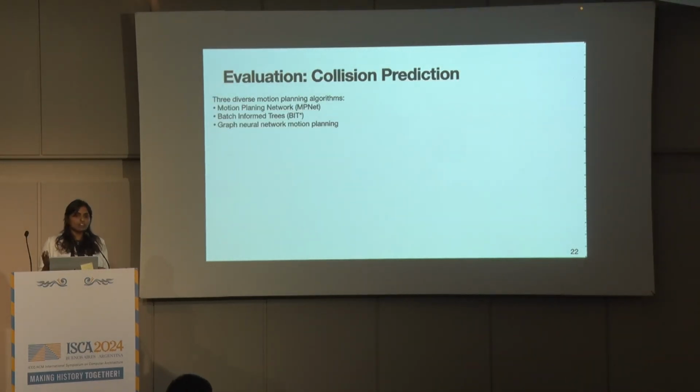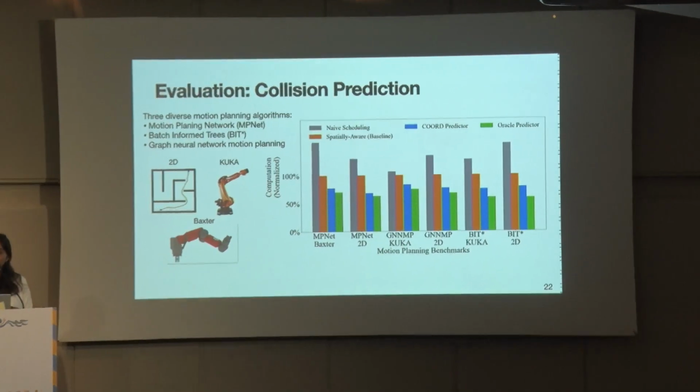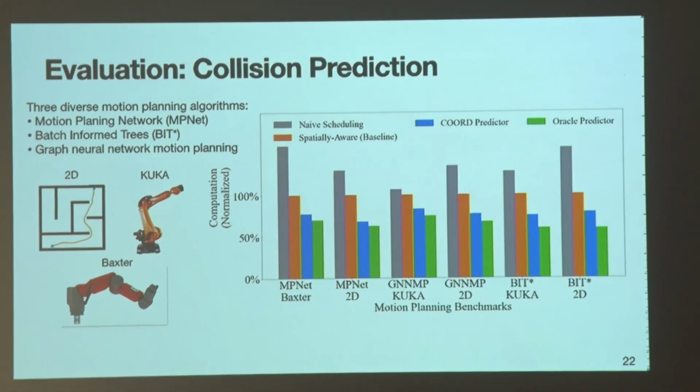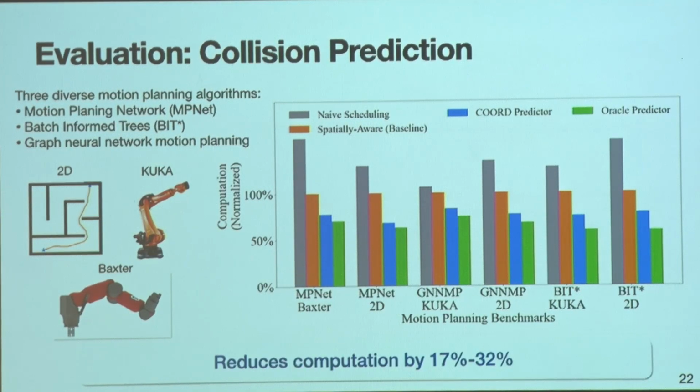Now I will quickly go through the evaluation part. For evaluation, we use very different flavors of motion planning algorithms, such as motion planning network, batch-informed trees, and graph neural network-based motion planning. And we evaluated on KUKA and Baxter robotic arms and 2D path planning. Here, we compare the computation for different kinds of scheduling approaches across all the benchmarks. Here, as shown in the figure, compared to the spatially aware scheduler, the CORD predictor provides 17 to 32% reduction in the collision detection computation. CORD is a very simple, lightweight predictor that can achieve performance very close to the Oracle predictor.